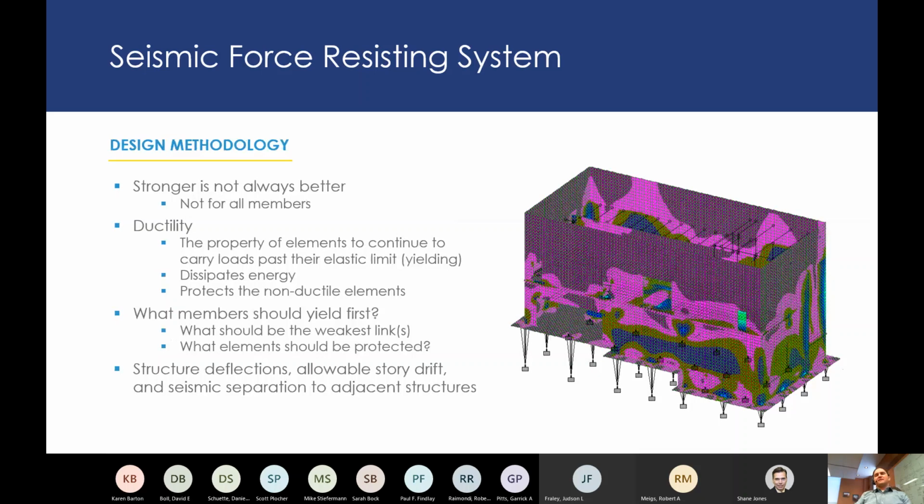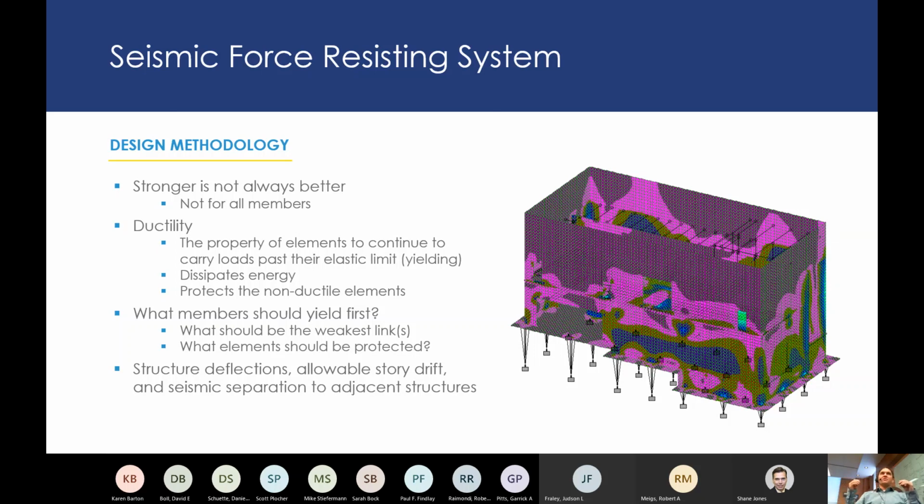Design methodology. So now we have our building layout. We've selected our seismic force resisting system, our materials, concrete, steel, masonry, whatnot. Now we need to design it. So stronger is not necessarily better, at least not for all members. There's a thing called ductility, and just to define that, it's the property of elements to continue to carry loads past their elastic limit, yielding. So this is planned for. It helps dissipate energy, and that goes back to what I was talking about, is certain heights and seismic design criteria, you're required to use a better system that helps dissipate that energy more.